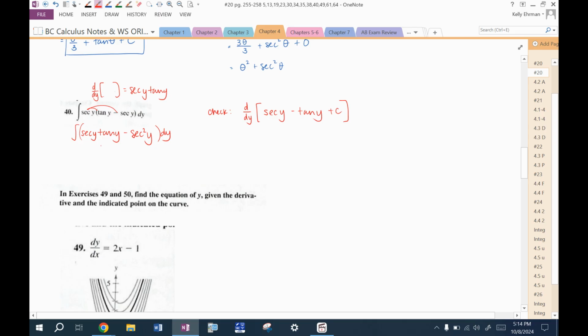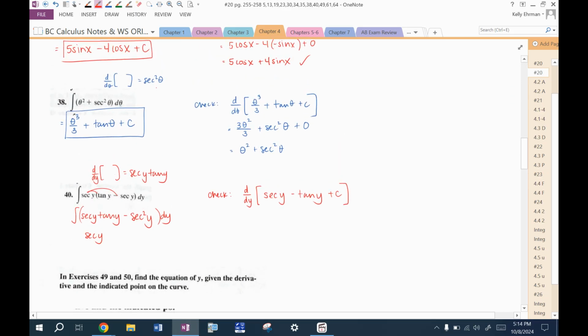So yeah, what is that? That is secant y. And then what's derivative is secant squared? I think we just did this one, right? What derivative of what gives me secant squared? That's tangent, and it's minus because this says minus in front. So this is secant y minus tangent y plus c.